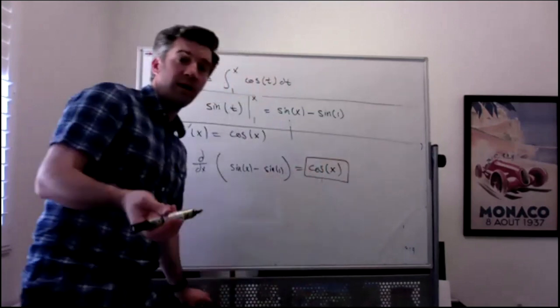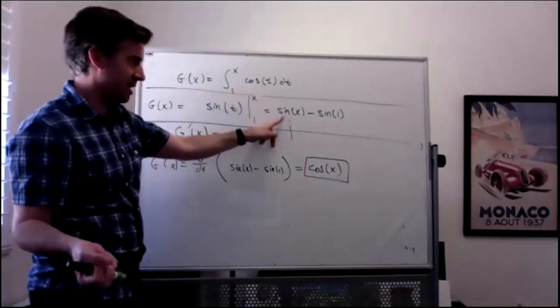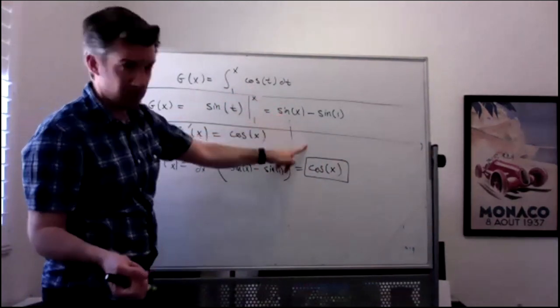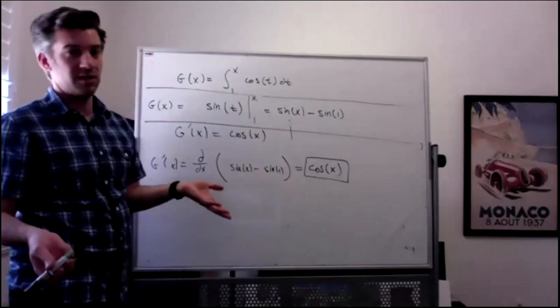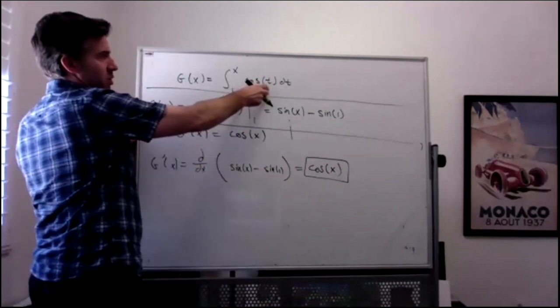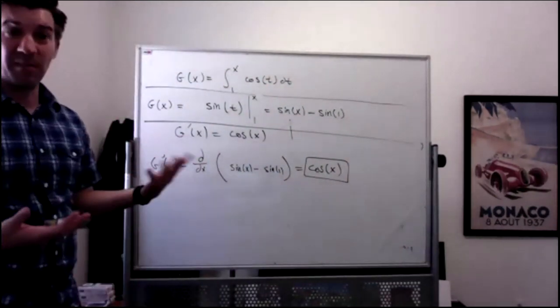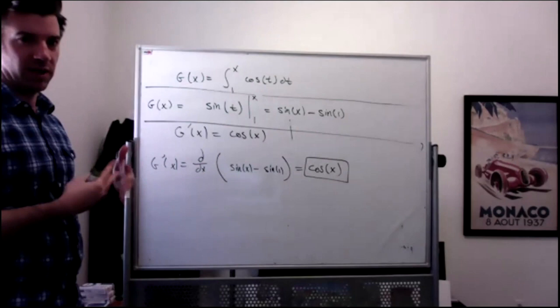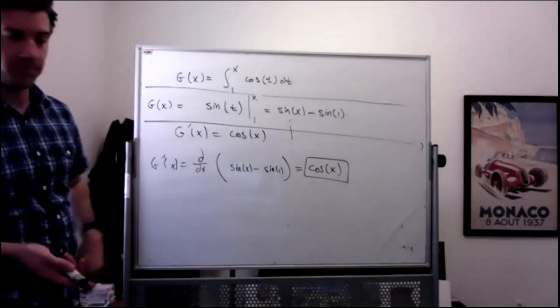Again, this shouldn't be surprising. We antidifferentiated cosine, we got sine. We differentiated sine, we got back to cosine. So we got back to where we started. And the reason that we changed the variable is because we ended up doing this with t, but then plugging in x. So t is what we call a dummy variable.